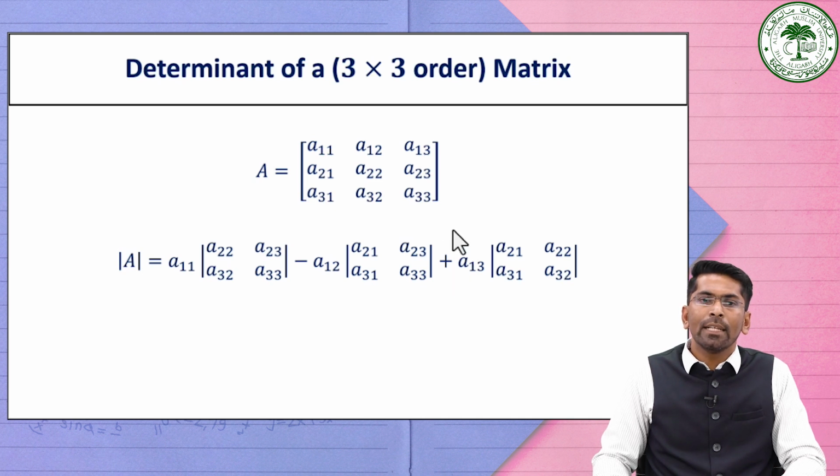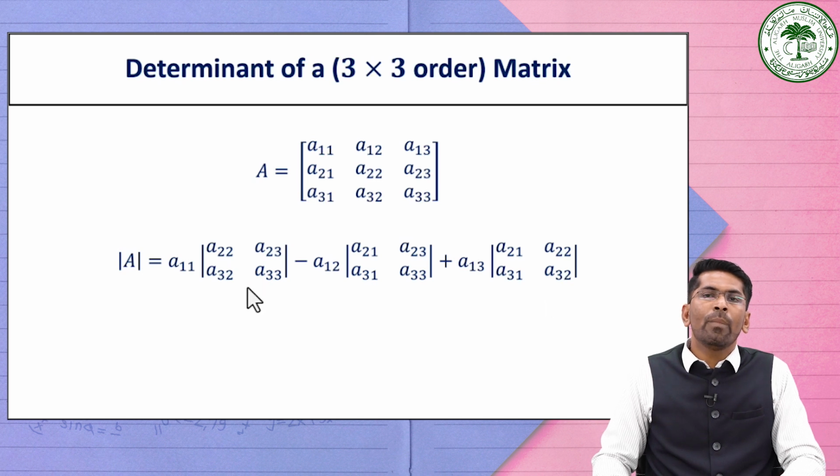Plus, considering the third element, that is A13, we cancel the first row and the third column because it belongs to that particular row and column. So what remains here is A21, A22, A31, A32. I have written it here.